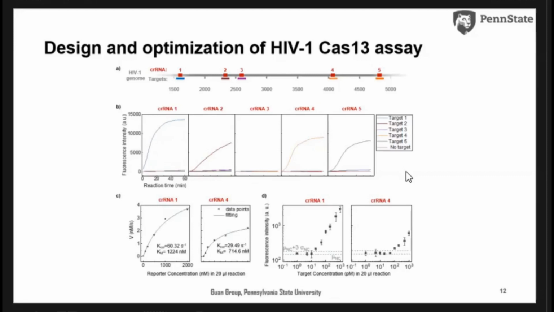In the next experiment, we actually ran the Michaelis-Menten study, which looks at the enzymatic properties of this enzyme, which is the Cas protein combined with the cRNA. And we found out cRNA 1 can cut the reporters 2 times faster than cRNA 4. And also, we measured the sensitivity and limit of detection of the assay using cRNA 1 and 4. And we found out that cRNA 1 can give us a limit of detection around 20 femtomolar. So that's why for our digital assay, we're going to just use cRNA 1.